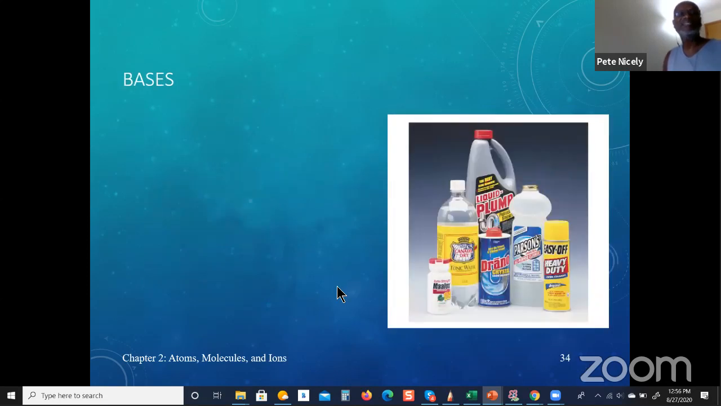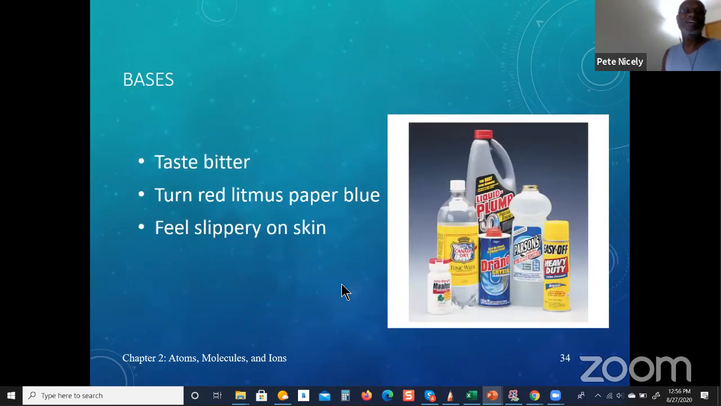And then we have the bases and their properties. Bases taste bitter. Again, please do not taste a base to make sure that it's a base. You test the base by using the red litmus paper. If it turns blue, then you know that you're dealing with a base. Another property of bases is that they feel slippery on the skin.